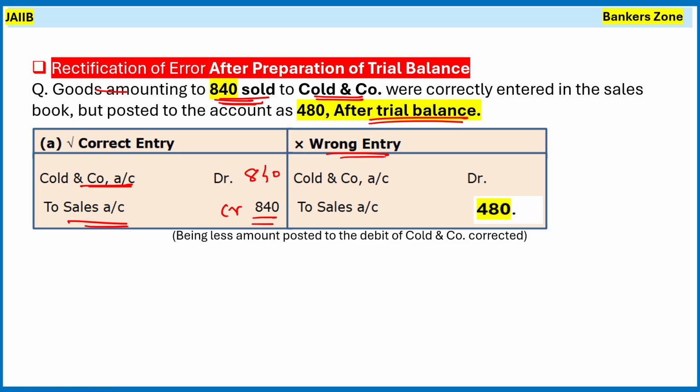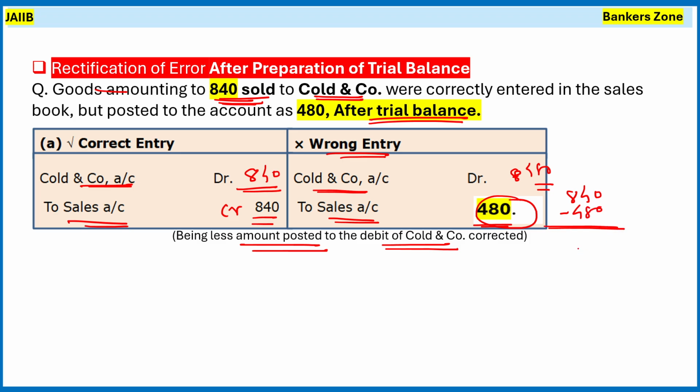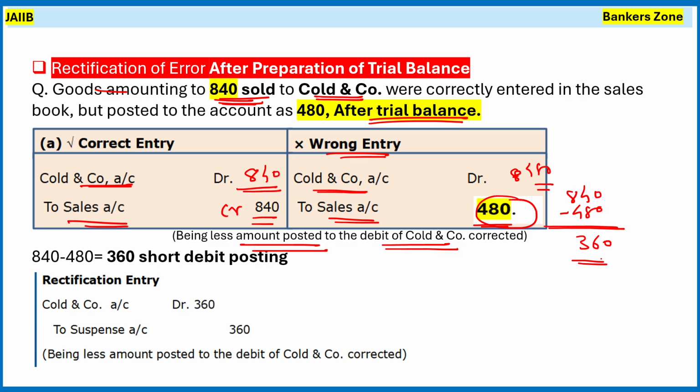But what did they wrongly enter? They debited the company's account by 480 and credited the sales account by 480. That means instead of 840, a typing error occurred and 480 was typed. So a lesser amount was posted to the debit account. The debit side of the company, 840, was typed as 480. So 840 minus 480, what is the short debit? 360 is a short debit posted. Now how to rectify the entry? Debit has been shortened, so simply debit that company's account by 360.